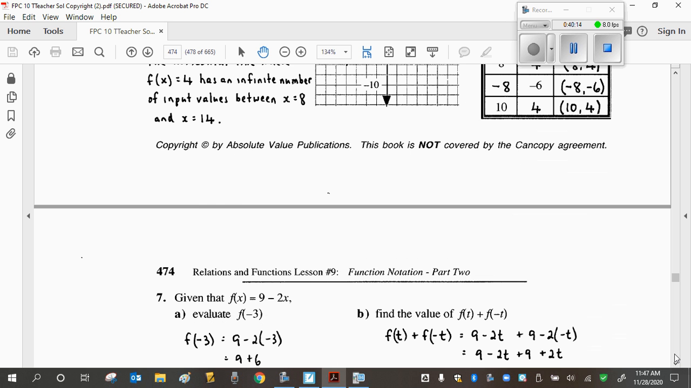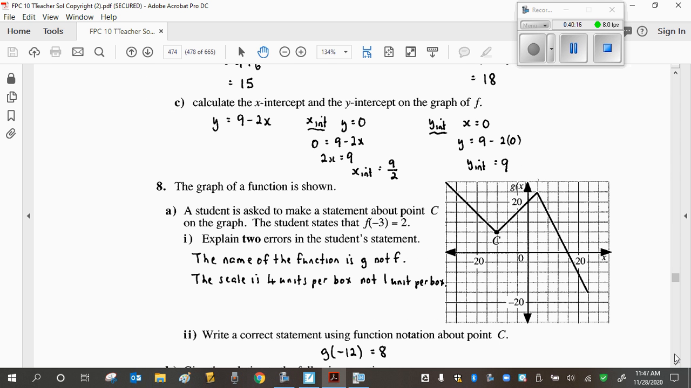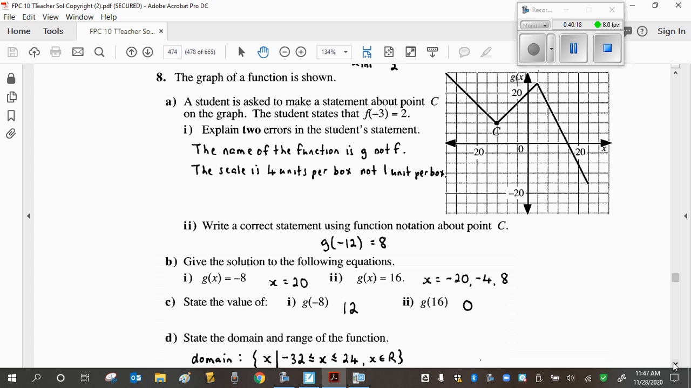Number 8 was next on the top of page 40. Go to the top of page 40 and see what's happening here. Originally, it looks good. 3 to the left, 1, 2, 3, and 2 up. That's what it looks like. That's the point, -3, 2.